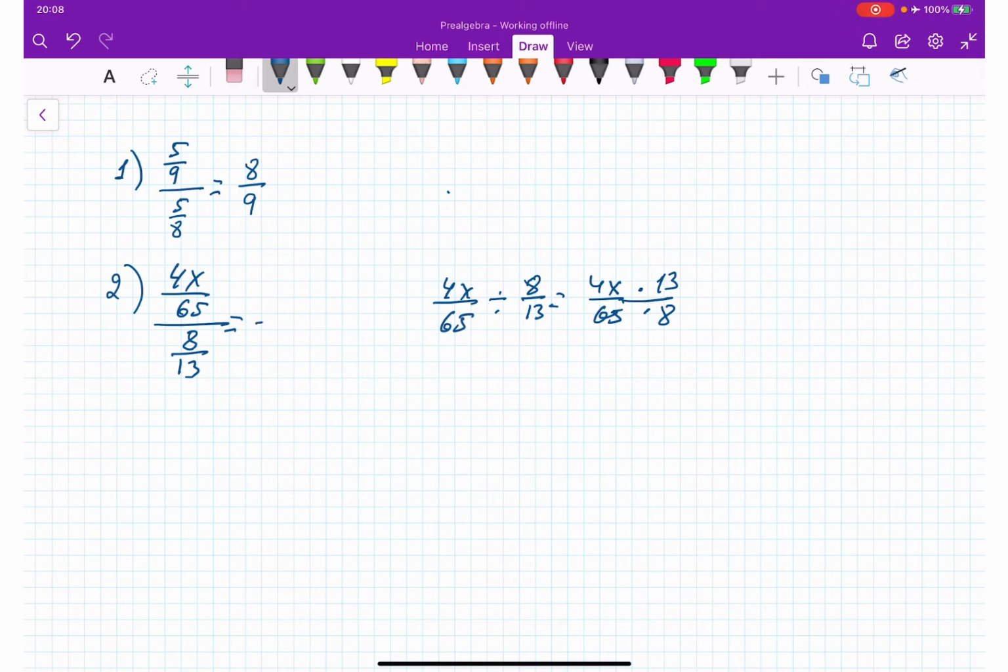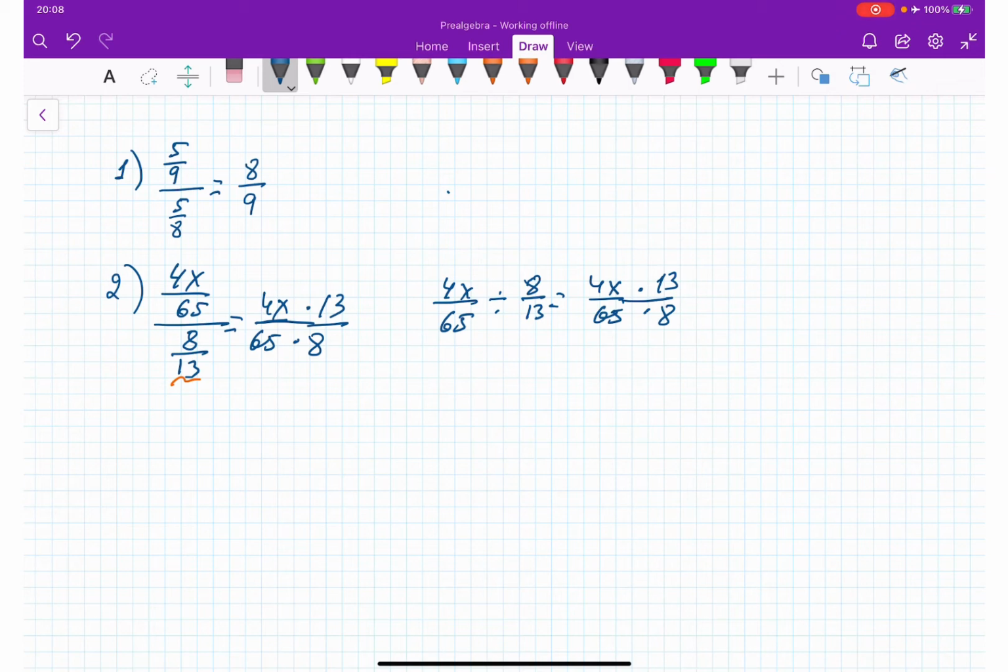Or we can do it this way. This is 4x over 65, writing it this way, and 8 over 13, this denominator comes to the numerator. And that's it. 13 comes here and 8 stays there. So either way.